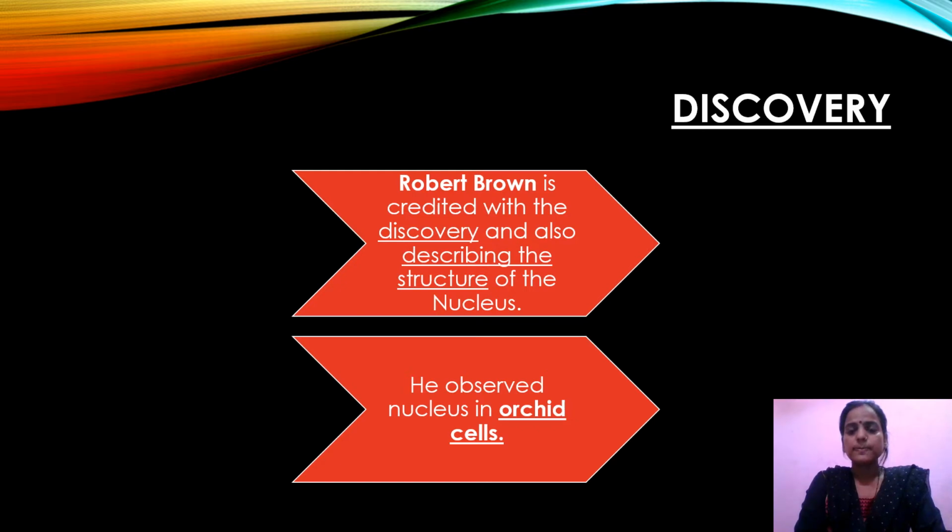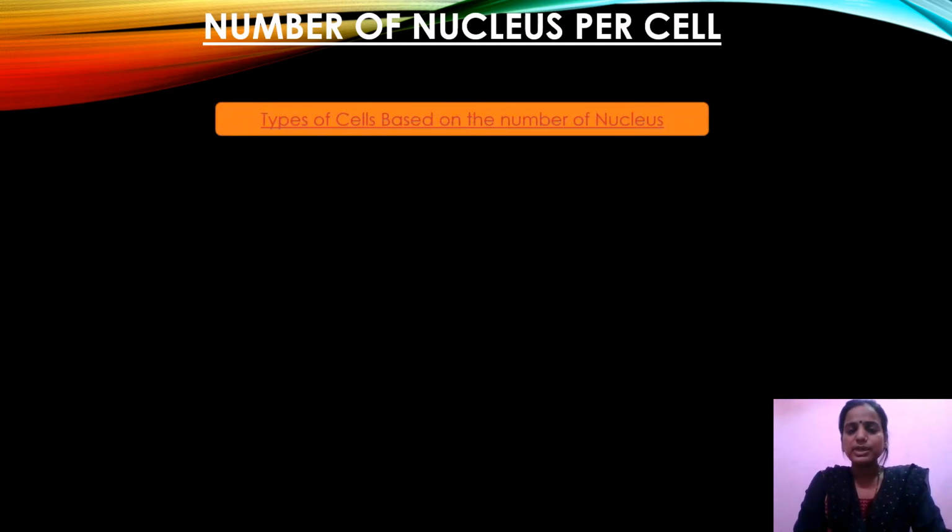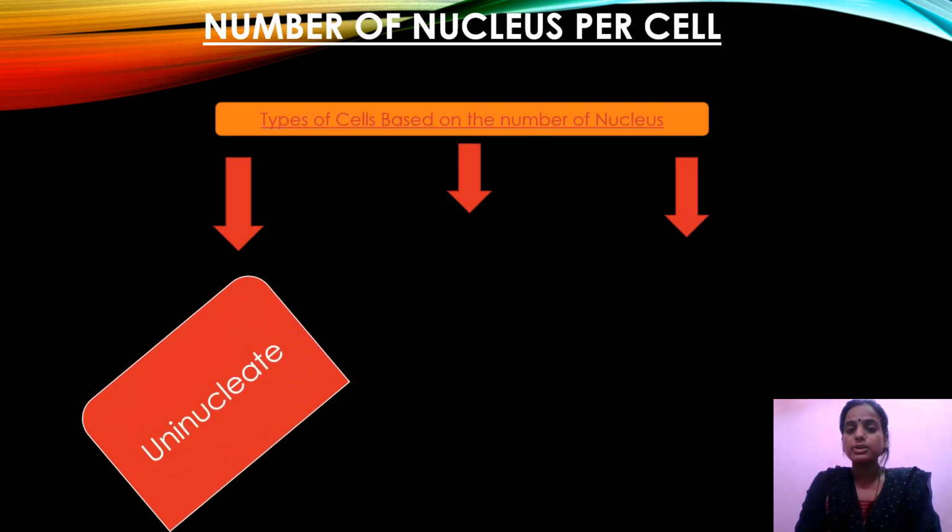Now next, we'll be talking about the number of nuclei present in a cell. The number of nuclei present in a cell varies from one cell to another. So we can divide cells into different types based on the number of nuclei present in them.